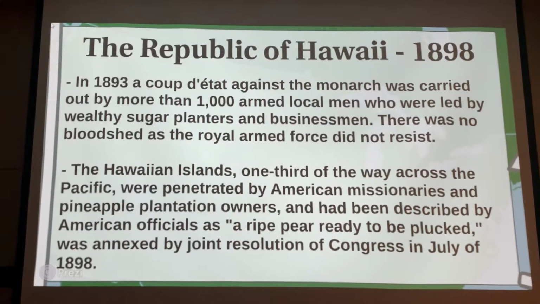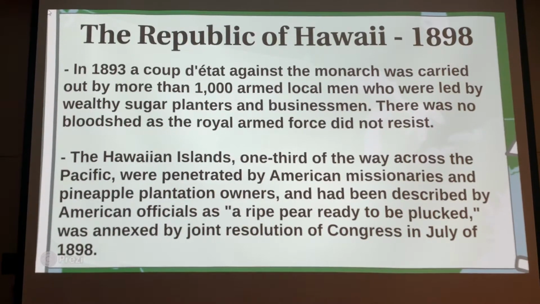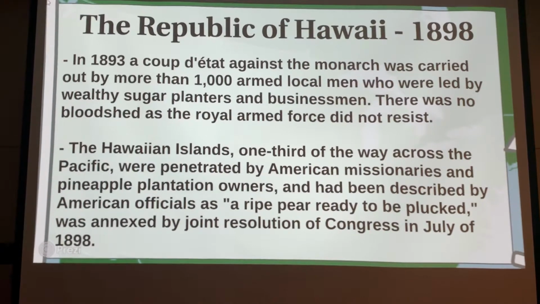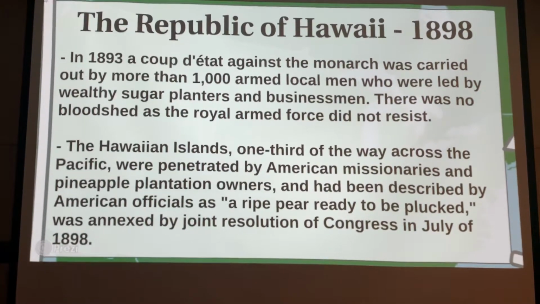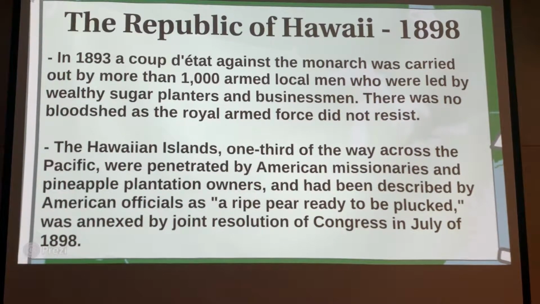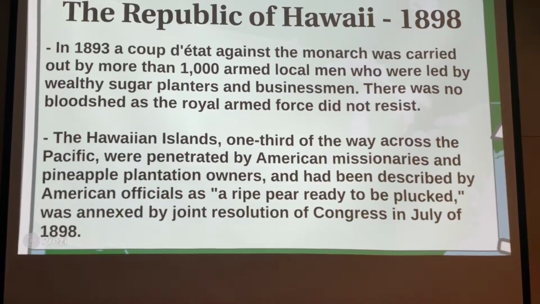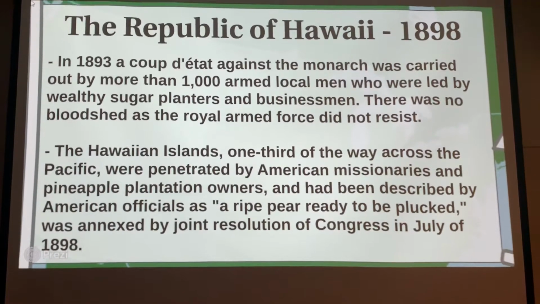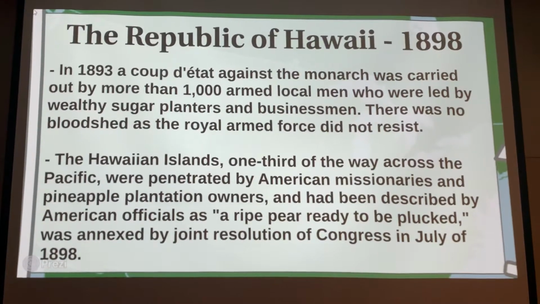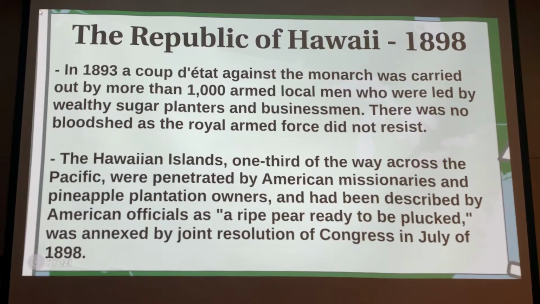The Crown Forces basically handed over control of the government, and this was driven by the fact that there were already missionaries sent there from America, and a lot of the pineapple plantation owners had already been talking about having a revolution so they could own this land. It was actually described by American officials as a ripe pear ready to be plucked. And then it was annexed and joined the United States in July of 1898.